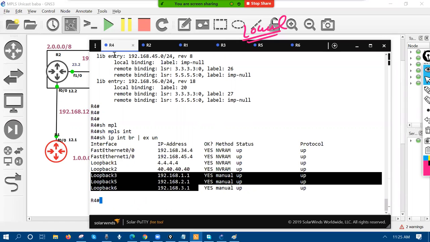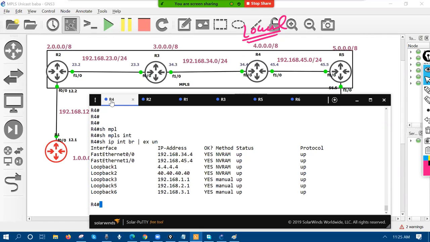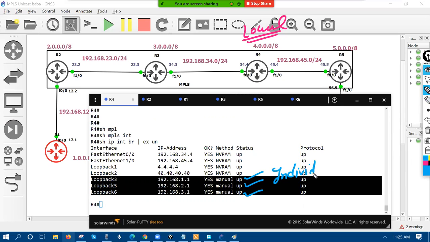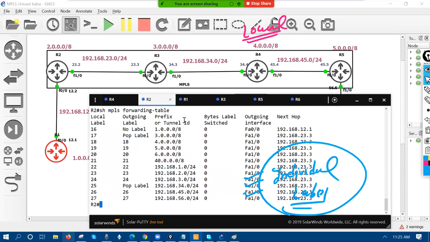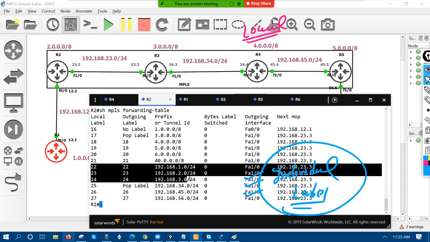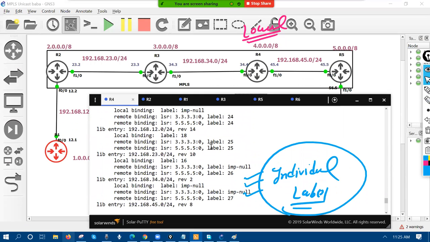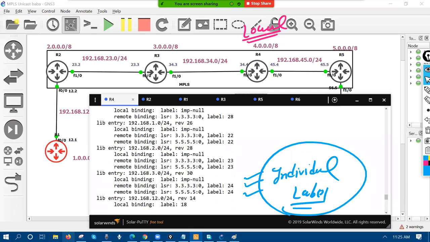I just want to show you what happened after doing the aggregation. Once you do the aggregation, for all these particular routes we had an individual label. And if you see on R2, we have individual label information: the local label 20 and outgoing label 22. After performing the summarization, if you see what I'm doing over there.